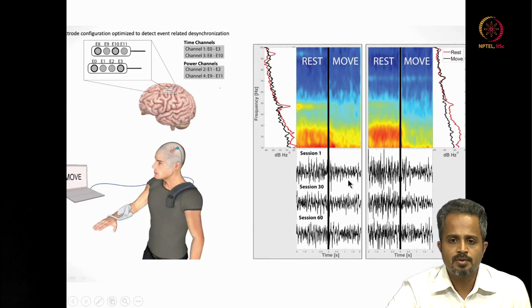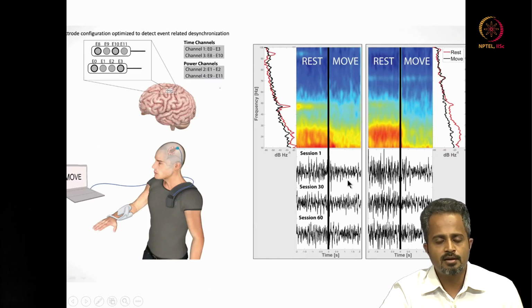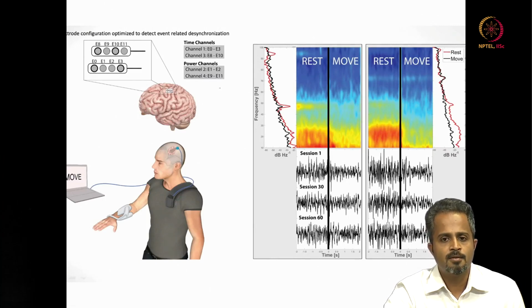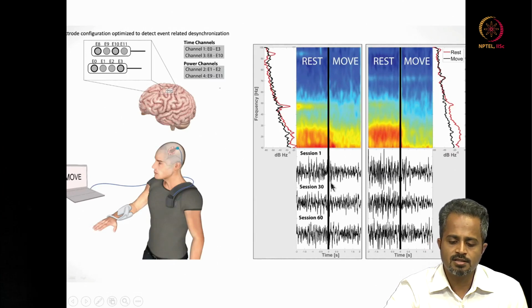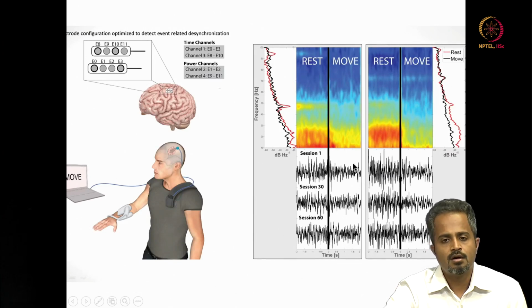Whenever the patient is being asked to move, though he is unable to move, he can imagine the movement. That itself is enough to bring out an event related desynchronization. That terminology is basically that you can see a high amplitude low frequency waveform changing into a high frequency low amplitude band, basically a switch from alpha to beta and gamma band. That switch is enough to compute the signal and decode the signal.